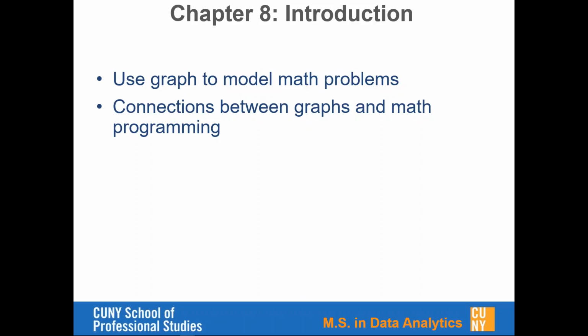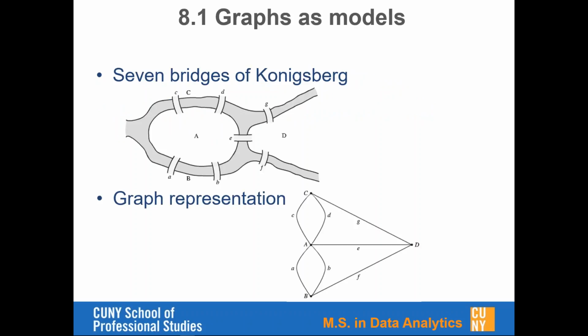And then we can roughly start with the introduction here. This particular one is the 7 bridges of Königsberg problem. It is the starting point of graph theory and graph-related modeling techniques.